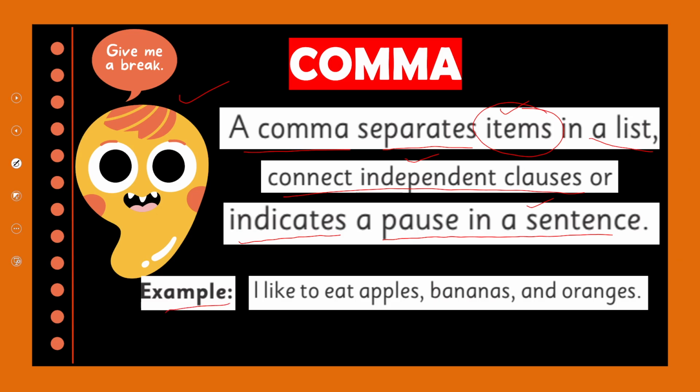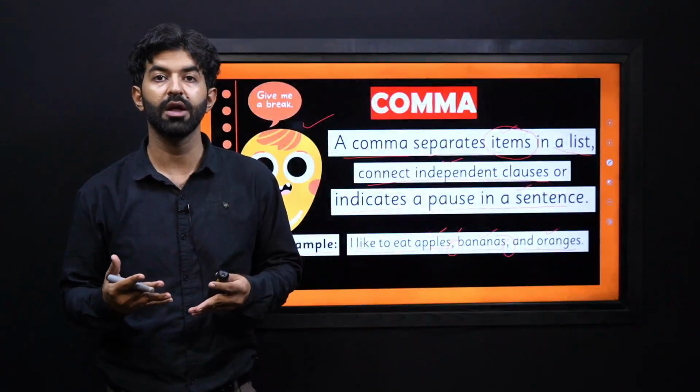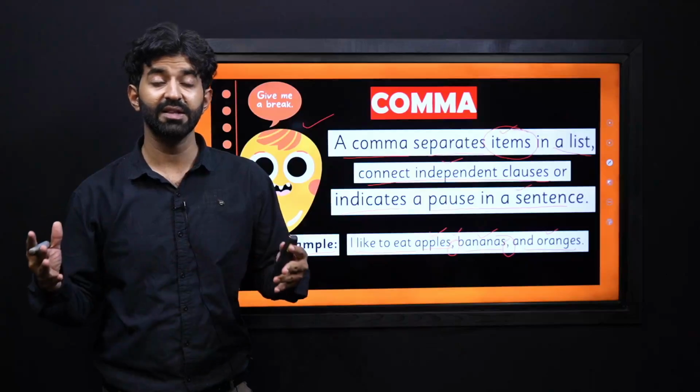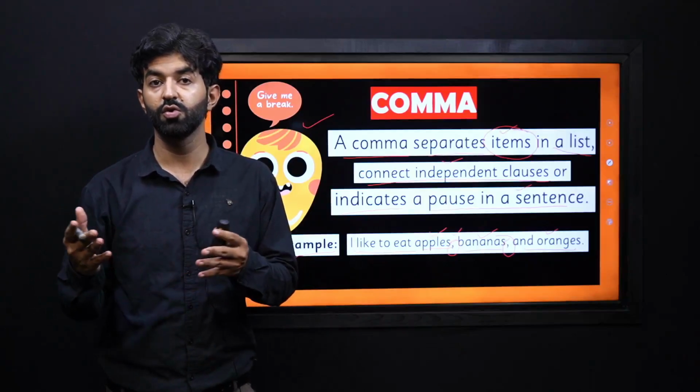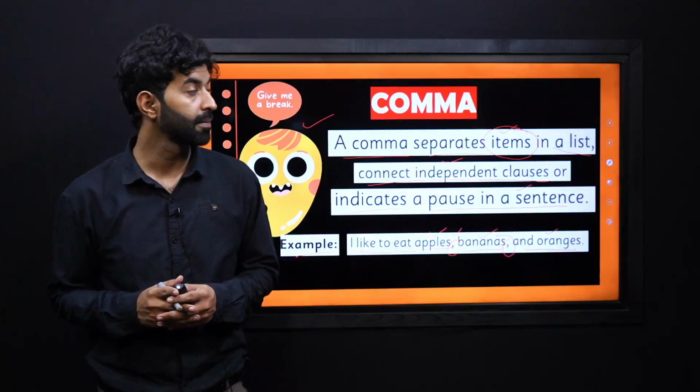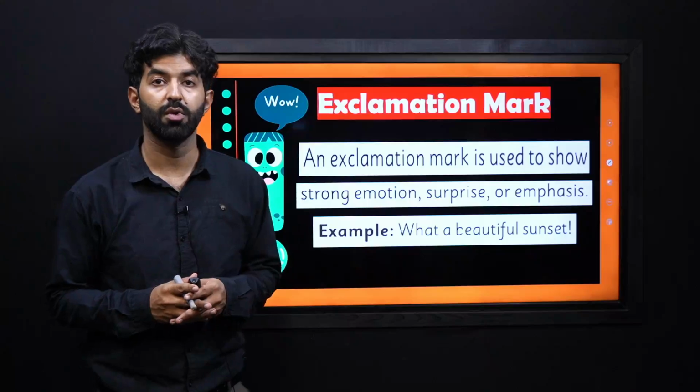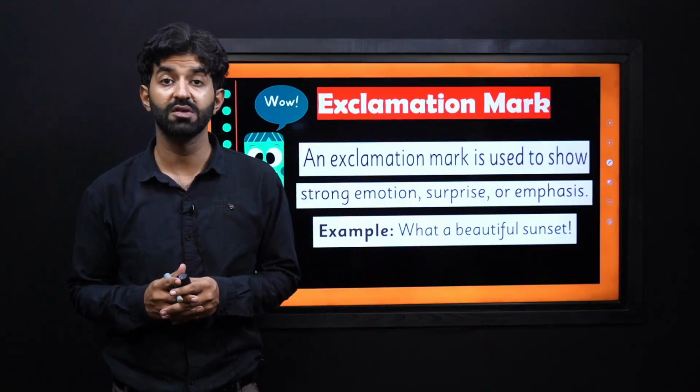Let's look at an example. I like to eat apples, bananas, and oranges. Now, can you spot the punctuation mark over here? Yes. Commas are being used because we have more than one item in our list: apples, bananas, and oranges. So they are separated by commas. Also, when you're saying something and you take a break in your speech or writing, if the sentence is longer, you need to break it down. You use your punctuation mark, the comma. So this is all about the comma. And then let's talk about the exclamation mark.